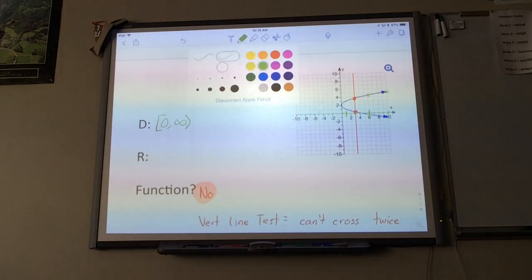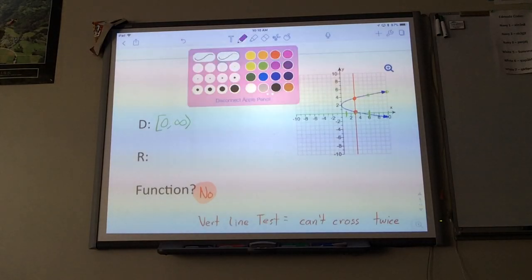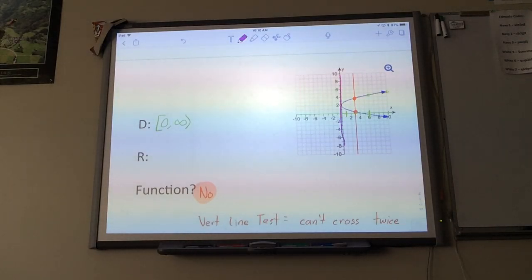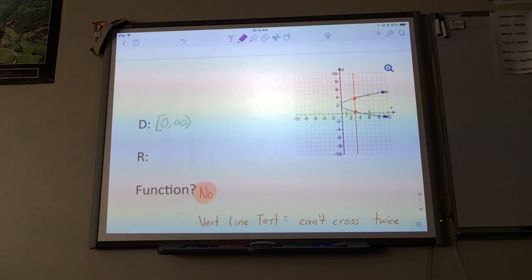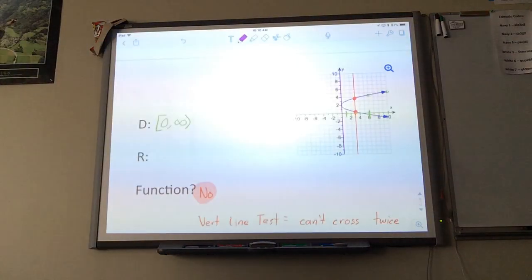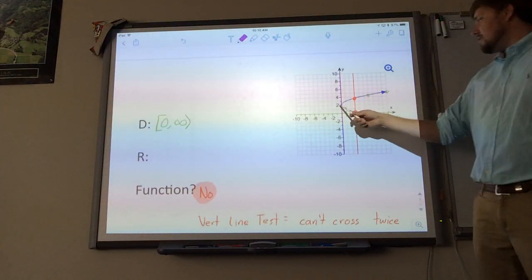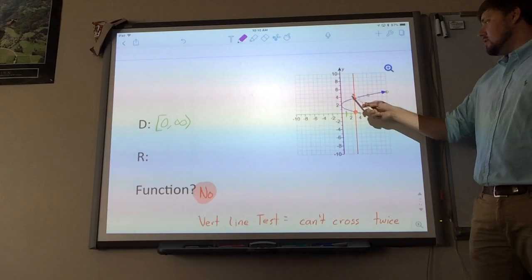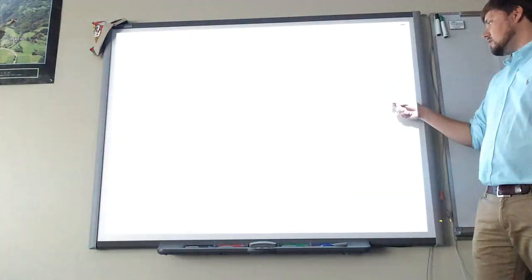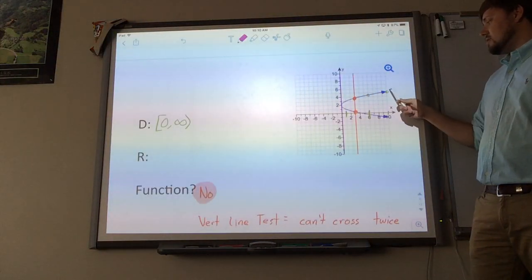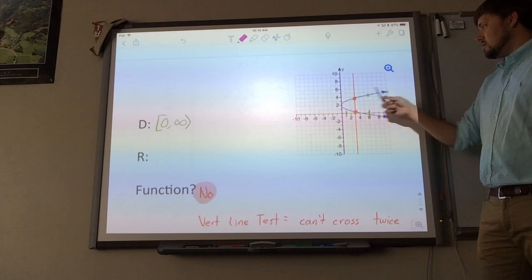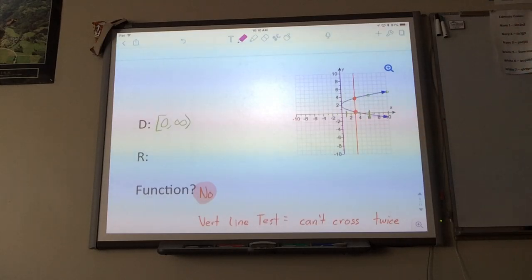Okay, now range. Range is vertically. So of the y's, so let's change to a different color. Of this y-axis here, which stuff has a blue line next to it? 2 does. What about 4? Does 4 have something next to it? Okay, what about 5? Does it matter if it's negative? Nope, does not matter as long as it's got it next to it. Negative 1 through 5. Negative 1's here.